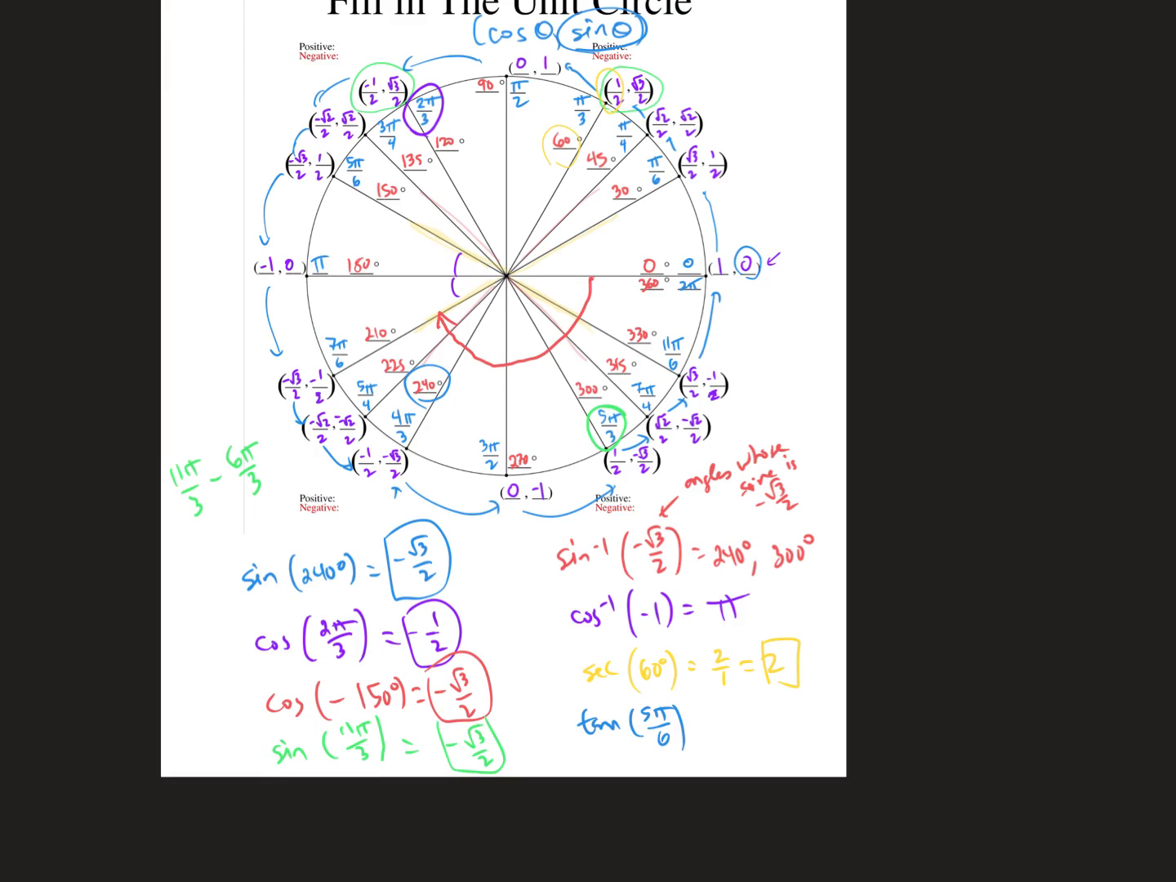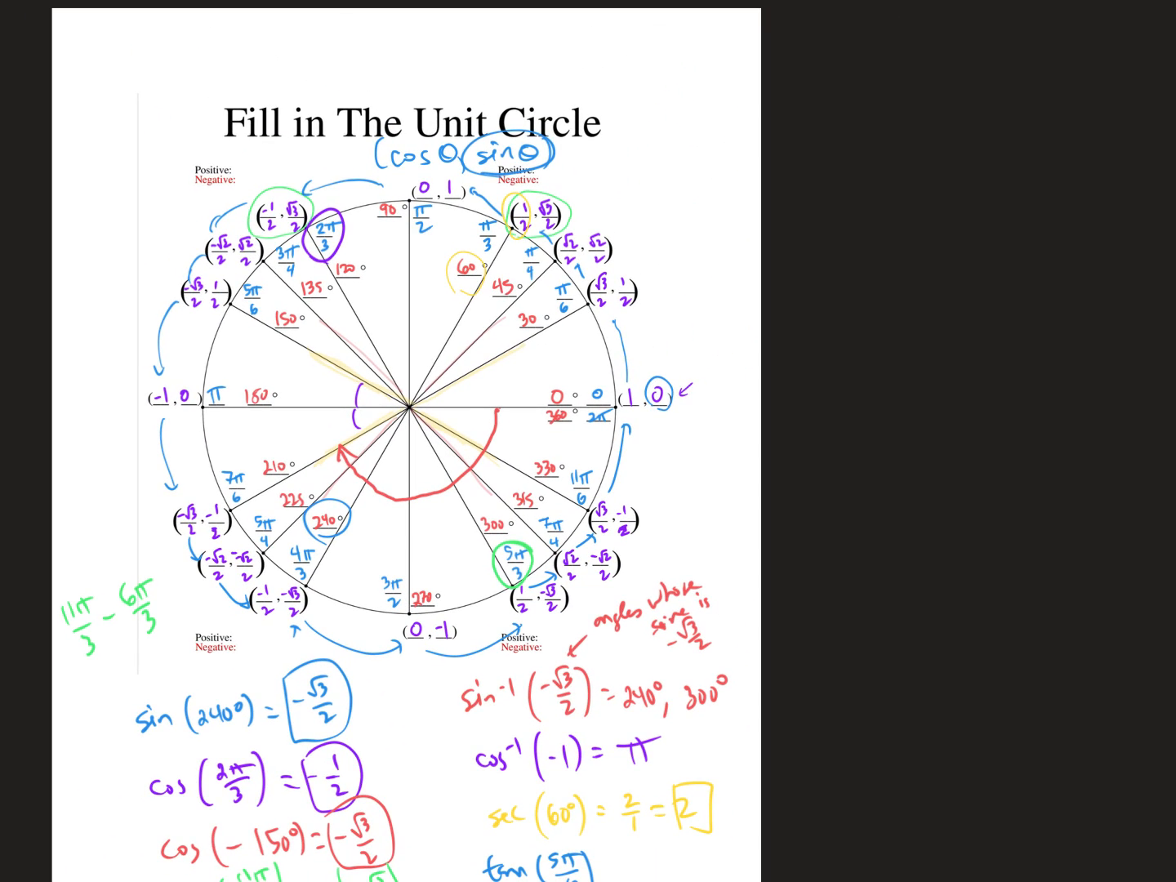So to understand tangent, I want to point something out really quickly. Sine is opposite over hypotenuse, right? Cosine is adjacent over hypotenuse. And tangent is opposite over adjacent. Well, if I were to take sine and divide it by cosine, that's like saying opposite over hypotenuse divided by adjacent over hypotenuse. If I did same switch flip, it's opposite over hypotenuse times hypotenuse over adjacent. The hypotenuses cancel, that's opposite over adjacent, which is tangent.